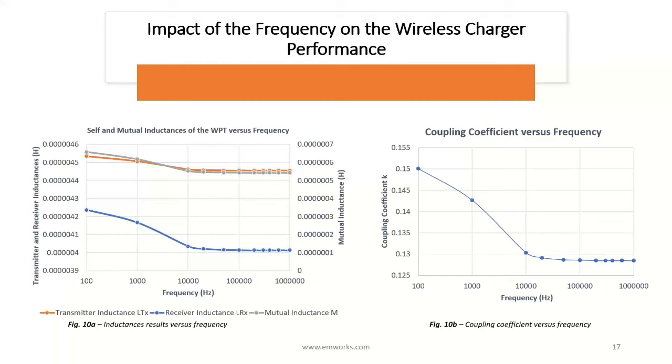Now let's move to see the impact of the frequency on the wireless charger performance. The frequency has several effects on the wireless charger system. A frequency sweep analysis is performed using EMS inside SOLIDWORKS to study the different aspects of this impact on the wireless charger. Figure 10B shows the coupling coefficient, which is decreasing with the frequency. So we may expect that the induced voltage also will decrease. We will find out in the next slide.